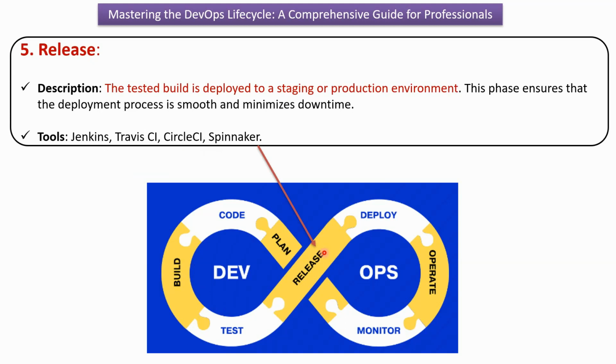Phase 5 is release. In this phase, the tested build is deployed to the staging environment or production environment. This phase ensures that the deployment process is smooth and minimizes the downtime. Tools used are Jenkins, Travis CI, Circle CI, and Spinnaker.